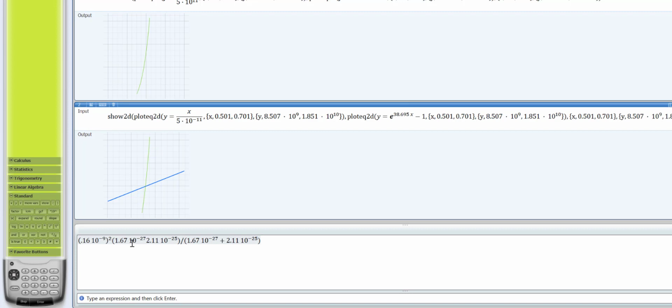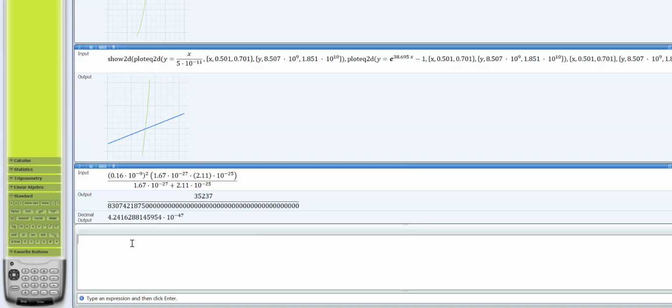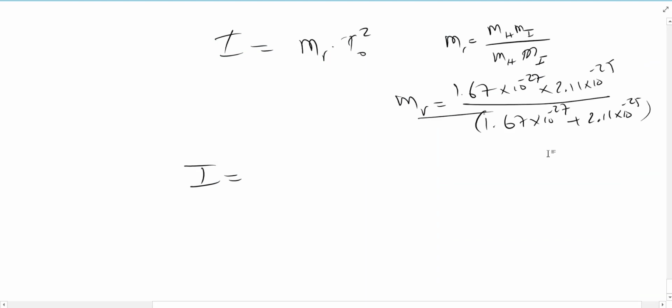We have the reduced mass, we have the separation squared, and when we plug in the numbers, it gives me 4.24 times 10 to the negative 47, and that's a typical number. 4.24 times 10 to the negative 47 kilogram meter squared. So that is the moment of inertia.